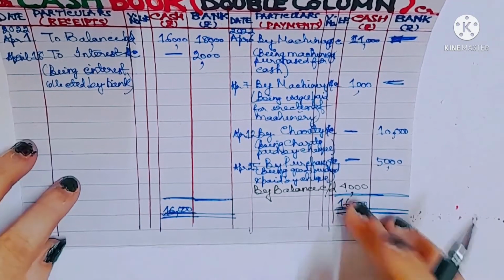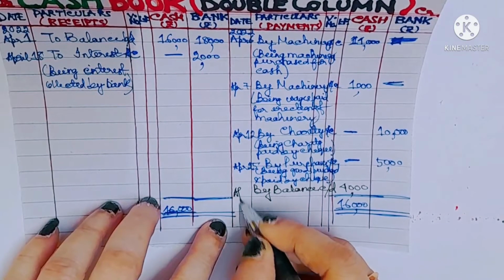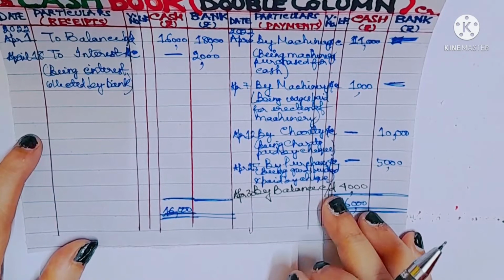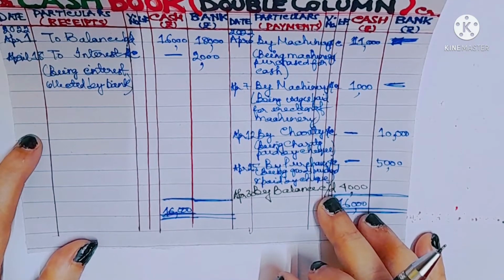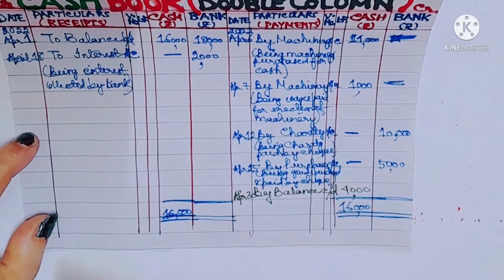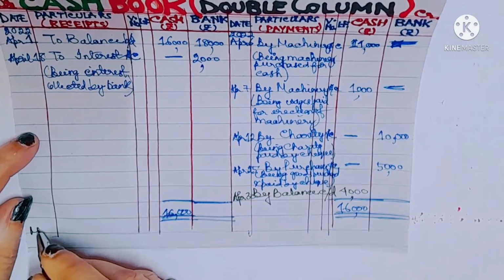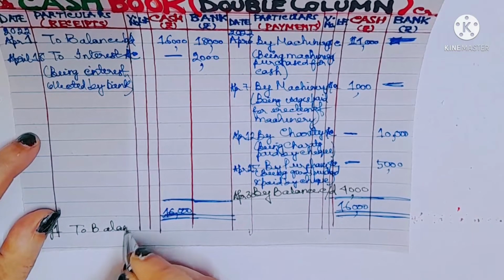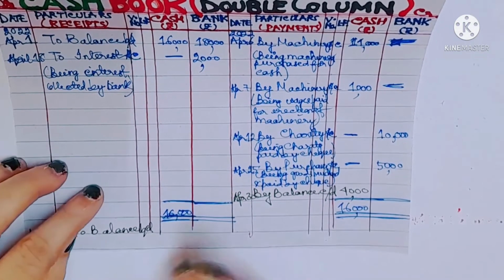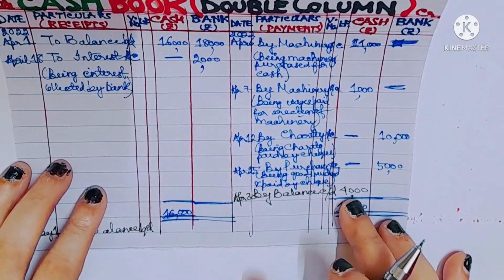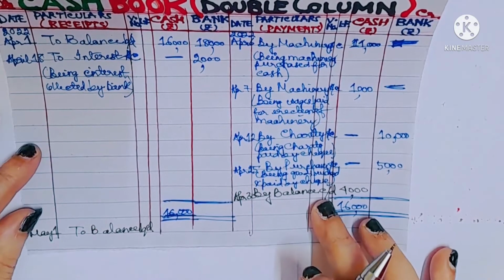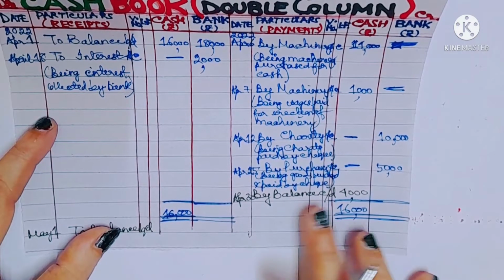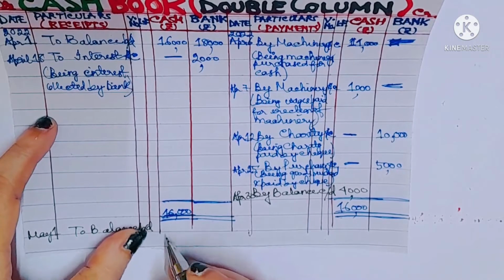Okay, what is the date? Last day in the month of April, 30th April. Okay, so this is the closing cash in hand, and this closing cash will always be the opening cash for the month of May, 1st May. To balance BD. Okay, this is the closing cash 4,000 for the month of April, and this closing cash in hand will be the opening cash in hand for the month of May. So by balance CD will be brought down beneath the debit total, beneath the cash column.